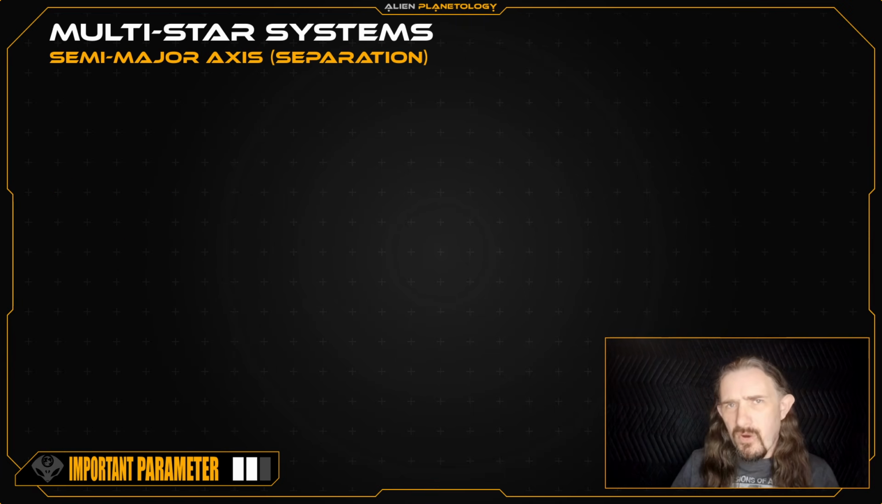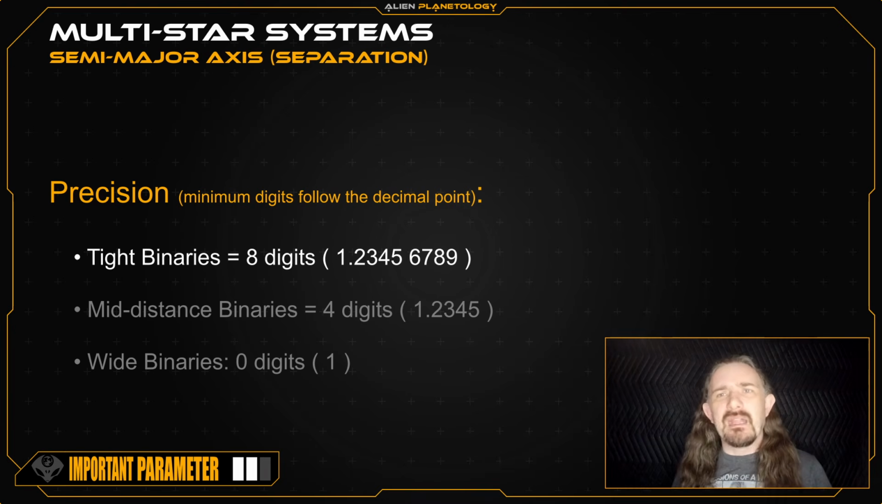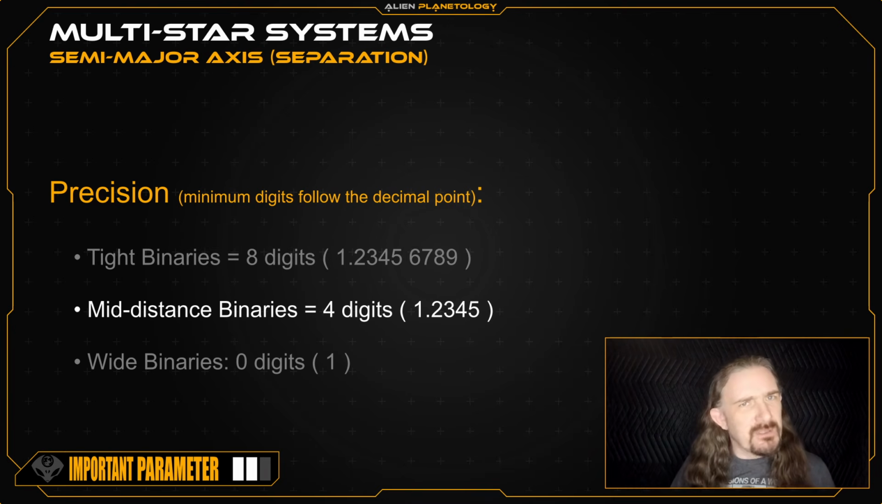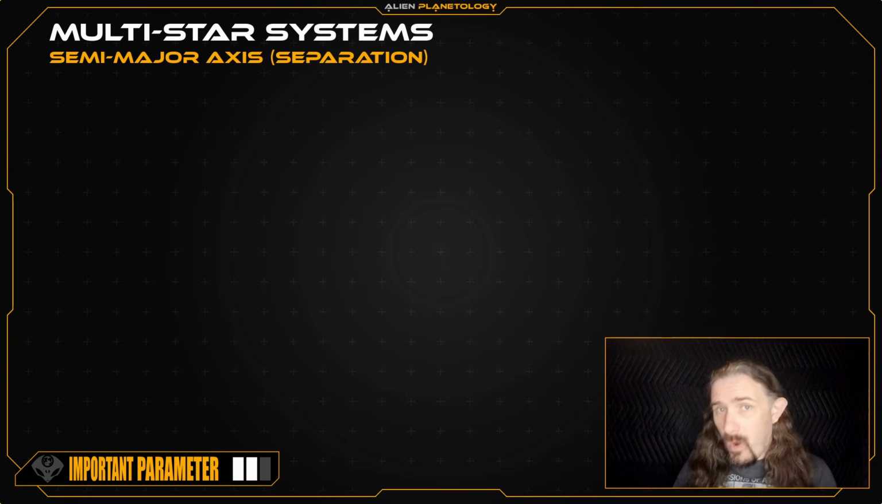The closer your stars orbit to one another, the higher precision you're going to need in this distance value. So if you're building a tight binary system, you'll need at least 4 digits past the decimal point, but 8 would be better. If you're building a mid-distance binary, 4 digits past the decimal point is probably sufficient. And if you're building a wide binary system, you don't have to deal with anything after the decimal point if you don't want to. I'm going to make my system a wide binary so that I have enough room for planetary systems to exist around both stars.